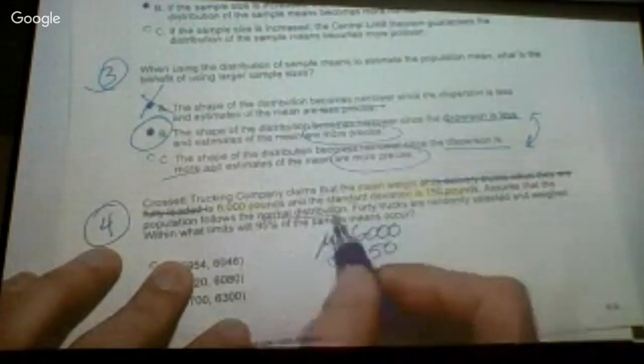2 down, 2 to go. We assume that the population follows a normal distribution. That's kind of cool, but we got 40 trucks randomly selected. 40, I need a symbol for 40. Lowercase n. Yeah, little n. So now we end up in a situation.